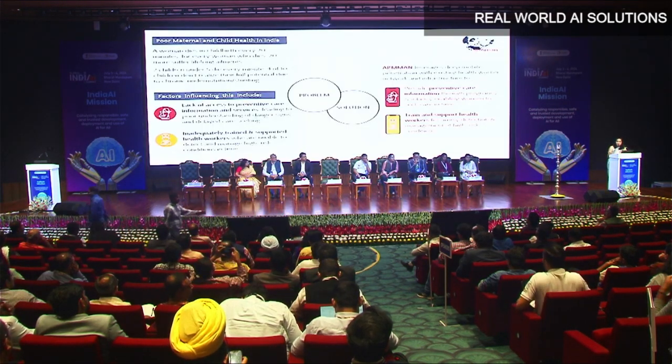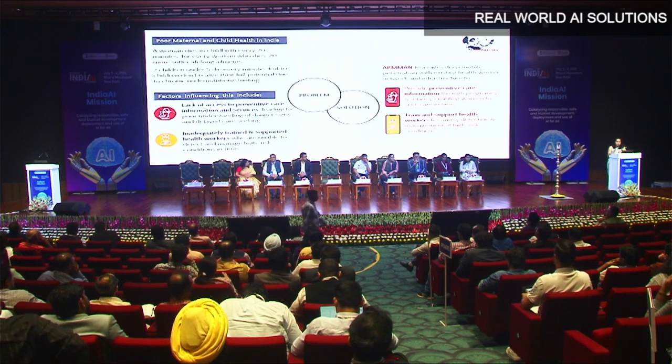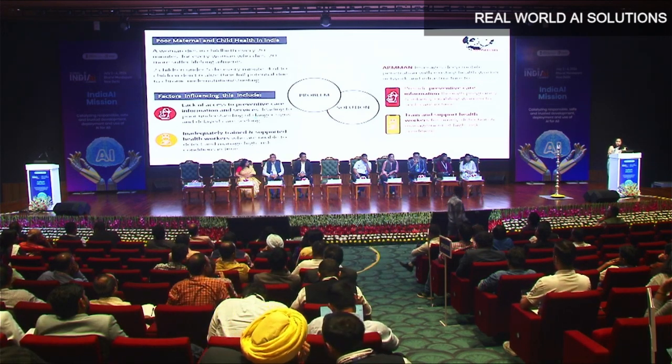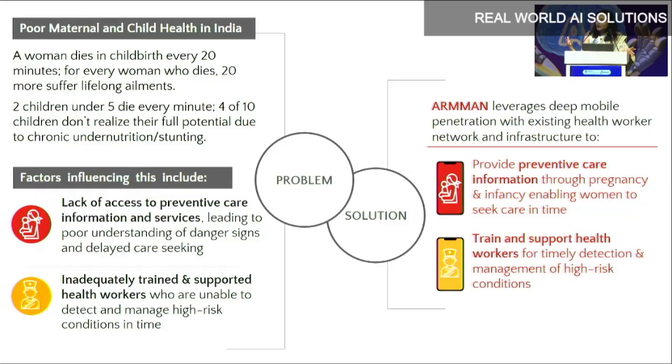A woman dies in childbirth in India every 20 minutes, and for every woman who dies, 20 more suffer lifelong ailments, and 2 children under the age of 5 die every minute, and 40% of Indian children don't realize their full potential due to malnutrition, wasting, and stunting, and a large number of these deaths and disabilities are preventable, and hence our focus on preventive care.